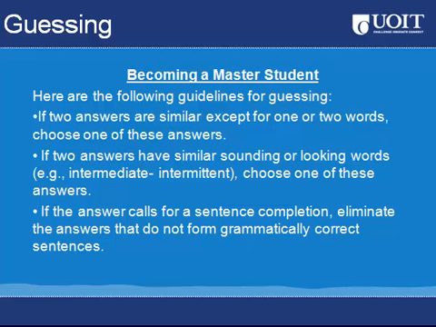Here are some guidelines for guessing. If two answers are similar except for one or two words, choose one of these answers. If two answers have similar sounding or looking words, for example, intermediate or intermittent, choose one of these answers. If the answer calls for a sentence completion, eliminate the answers that do not form grammatically correct sentences.